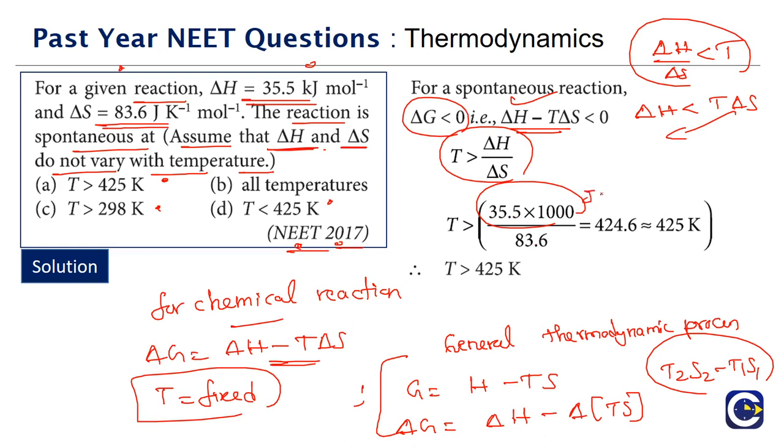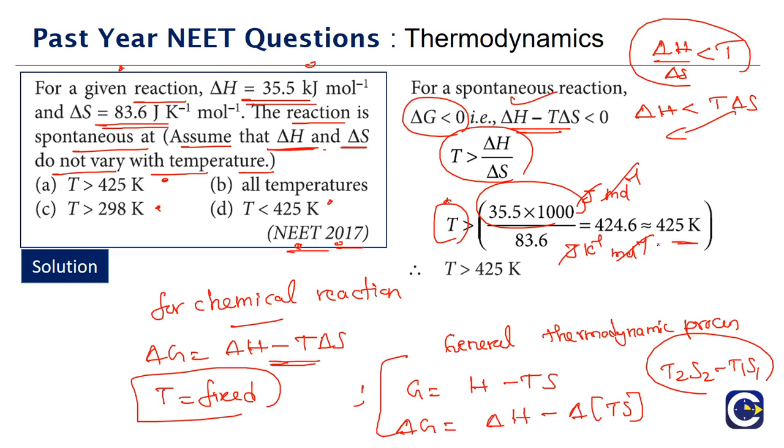So if you look at the units, what is the numerator unit? Joule per mole. Denominator is what? Joule per Kelvin per mole. So the joule per mole will get cancelled. Denominator we have Kelvin inverse. It will go to the numerator, becomes Kelvin. Okay, so the temperature we are getting must be in what unit? Kelvin. Okay, so the numerator is 35,500 divided by 83.6.